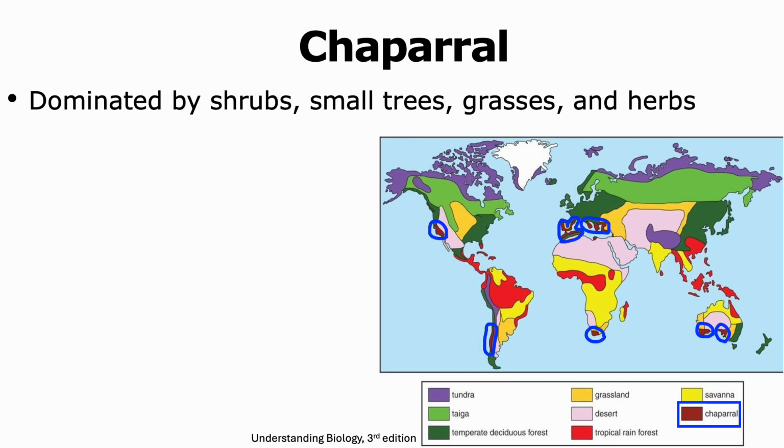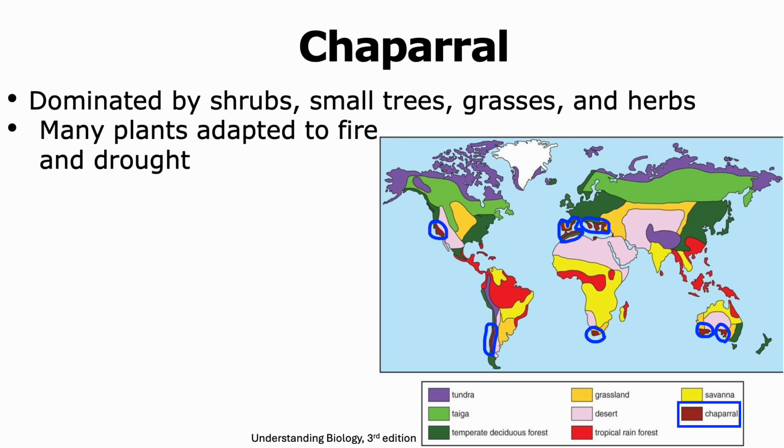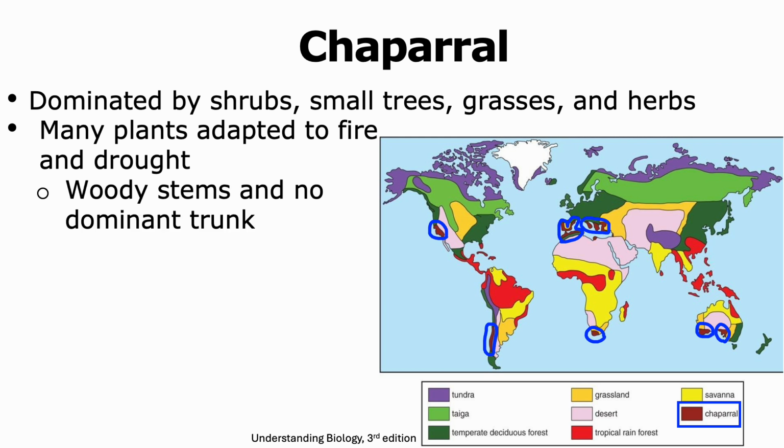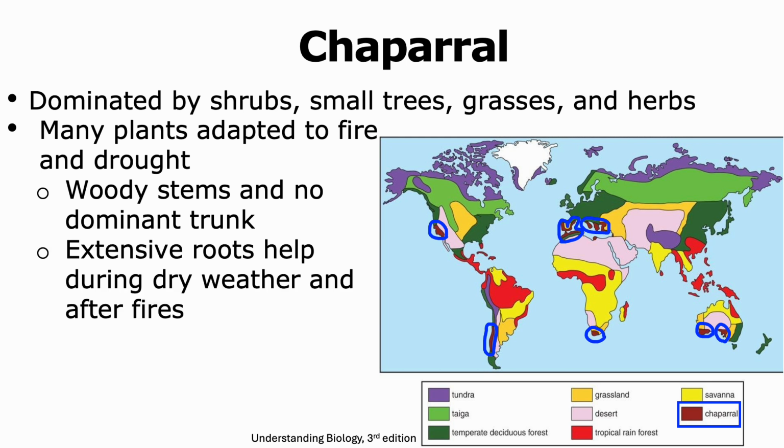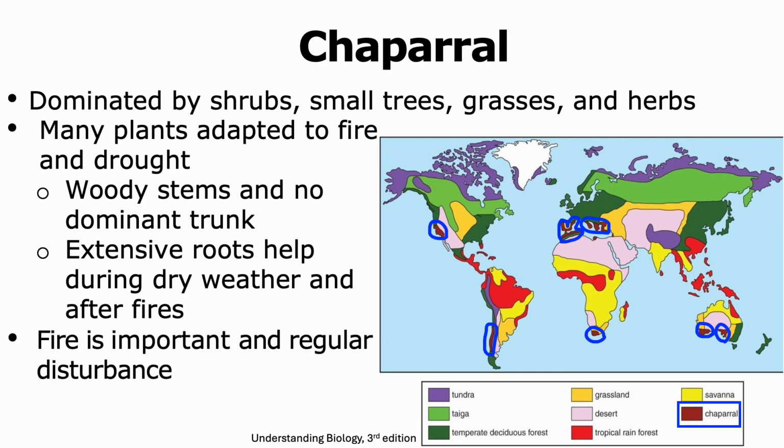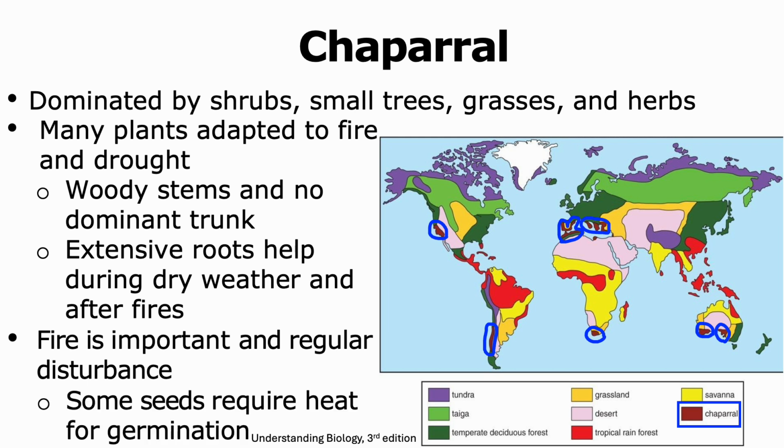The chaparral landscape is dominated by plants that are shrubs, small trees, grasses, and even herbs. Many of these plants have adapted to fire and drought. They tend to have woody stems and do not have a very dominant trunk. Many of the plants have extensive roots and hence they go deep into the ground and help during dry weather and after fires happen. Fire is an important and regular disturbance in the chaparral ecosystem. In fact, some plants have evolved in such a way that their seeds actually require heat for germination.